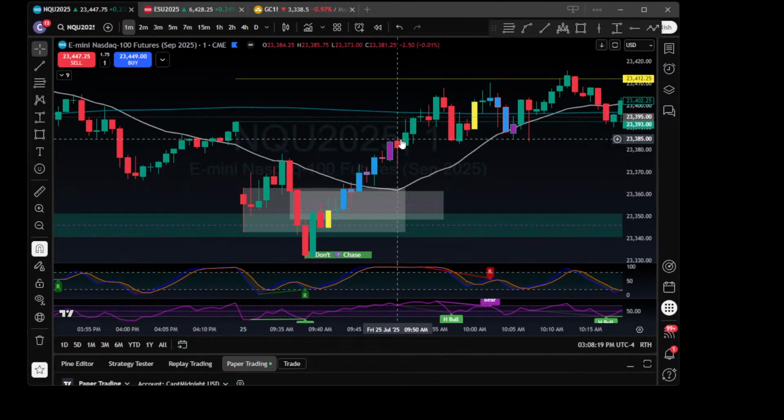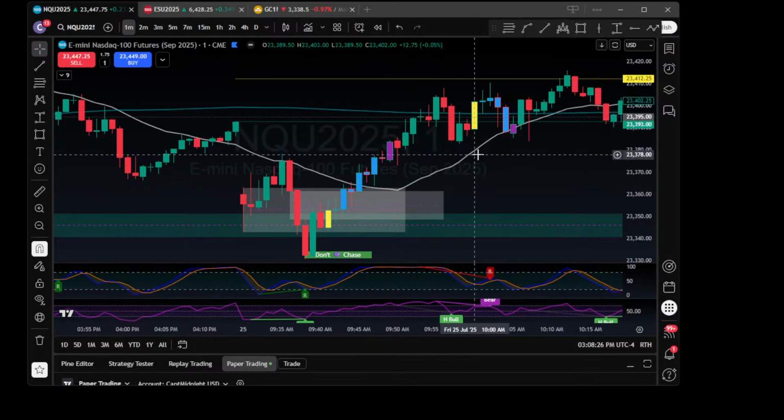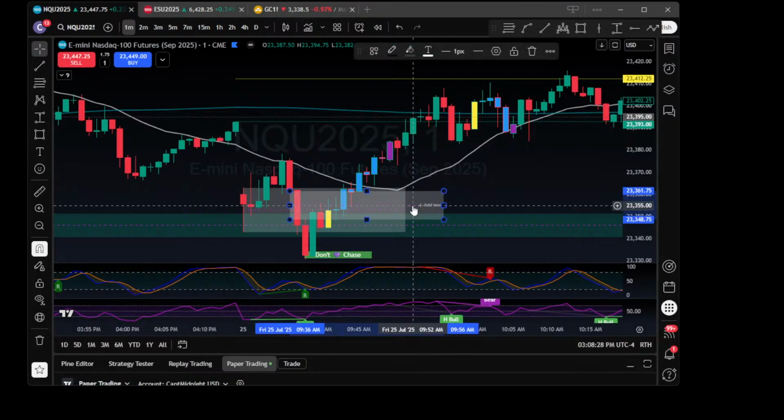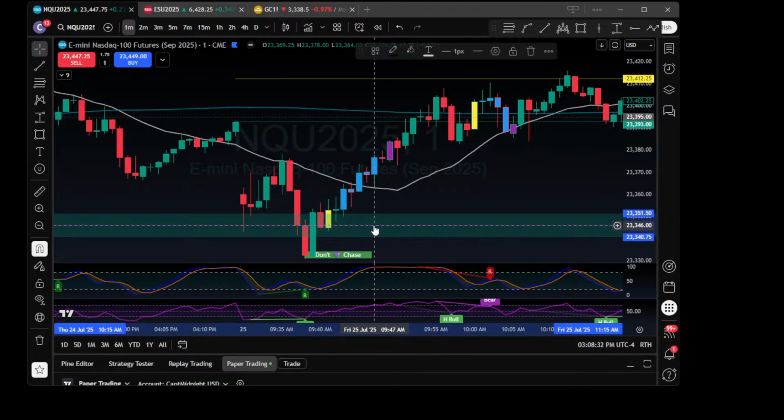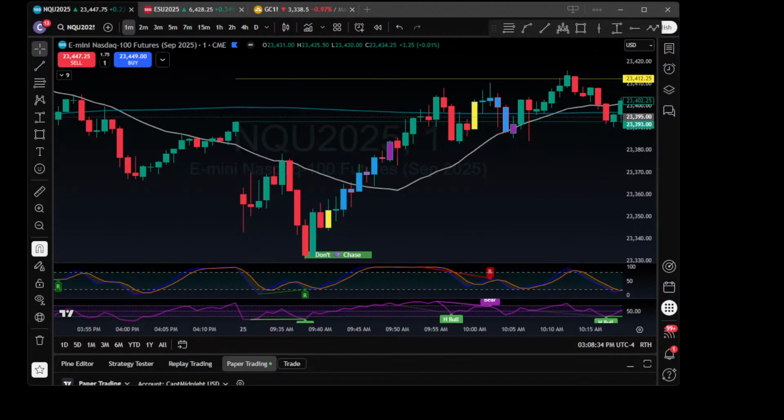And I caught that one, and I caught this one, or something like that, or this one here. But this is no trade for the week opening gap. 25th, no trade.